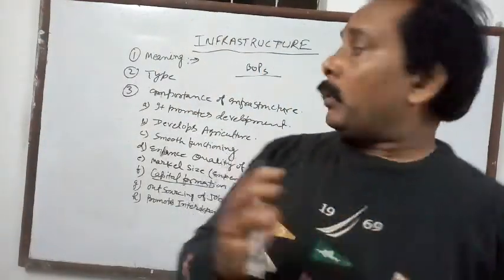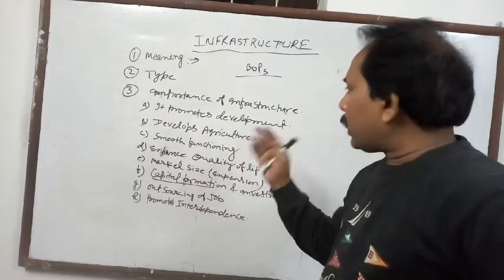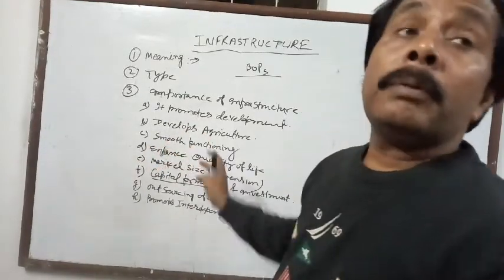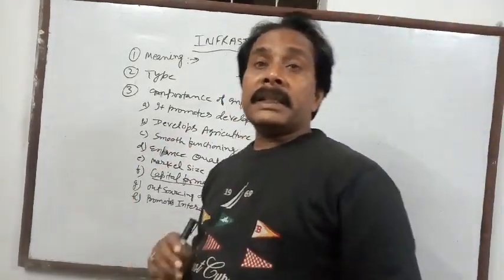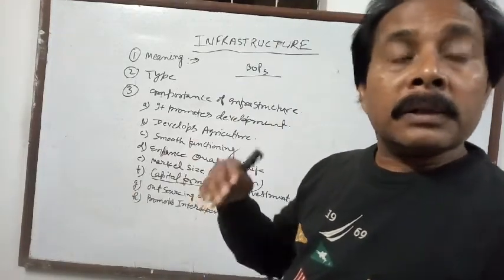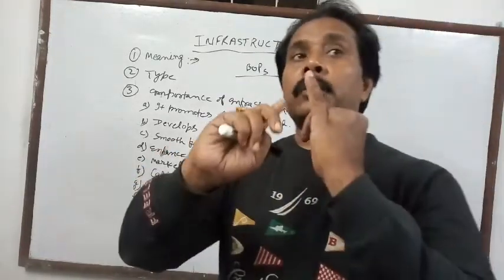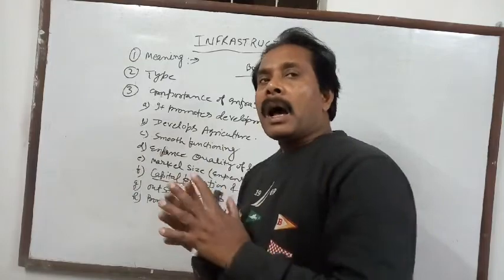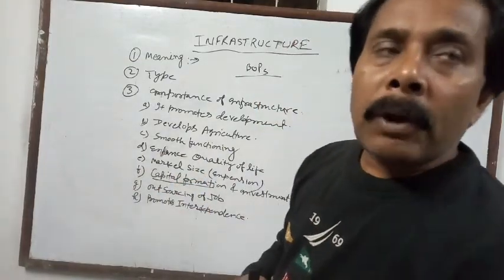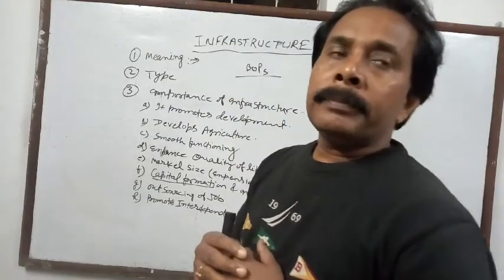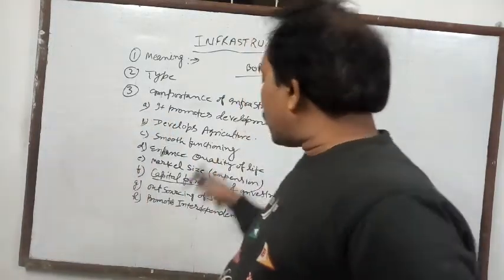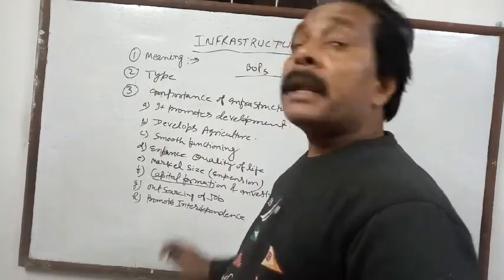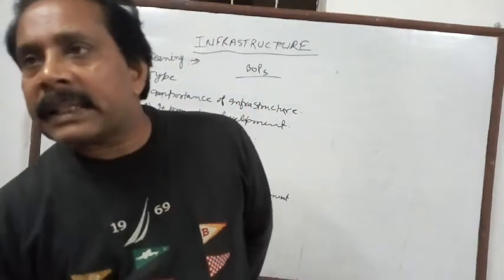So in the third point I have discussed the smooth functioning. The smooth functioning is related to the smooth functioning of the primary sector, secondary sector and tertiary sector. So all three sectors function smoothly due to the development of what? Due to the development of infrastructure. So on that basis, here I want to interlink it with how it promotes interdependence and linkage in production.